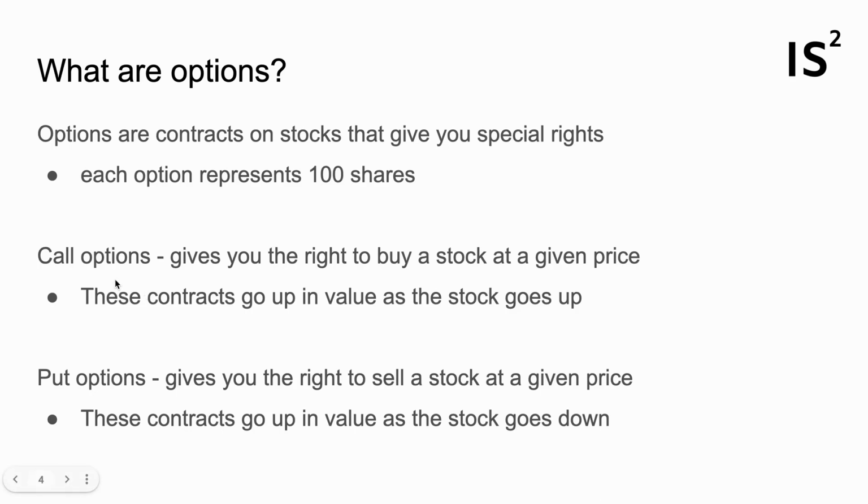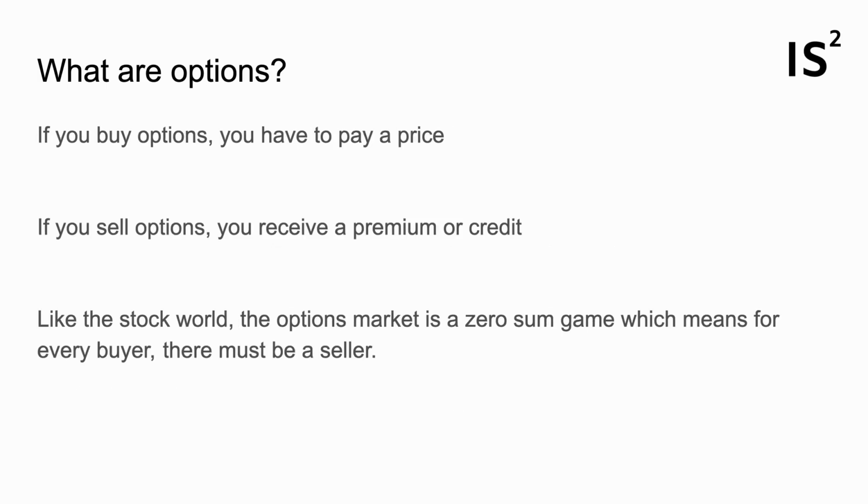Put options give you the right to sell a stock at any given price. What you need to know is a put option goes up in value as the stock goes down. So if you want to make money from the stock going up, you buy a call option. If you want to make money from the stock going down, you buy a put option. Those are the two different ones we're going to be learning about and playing with in today's video.